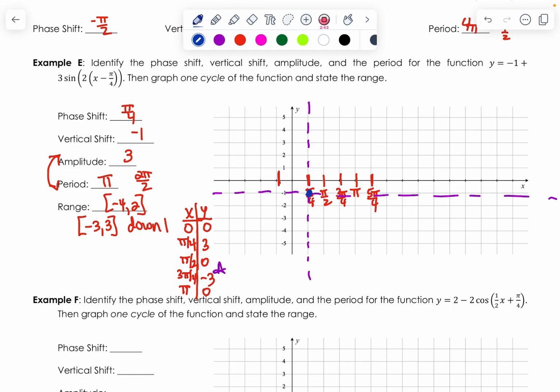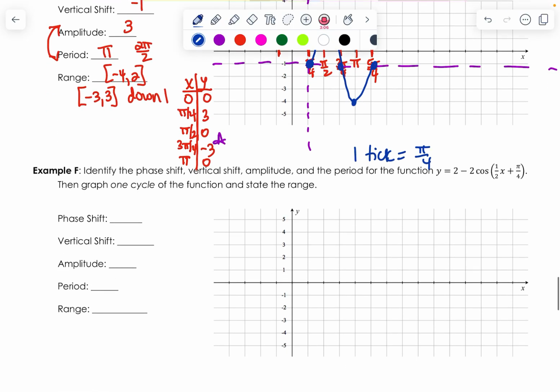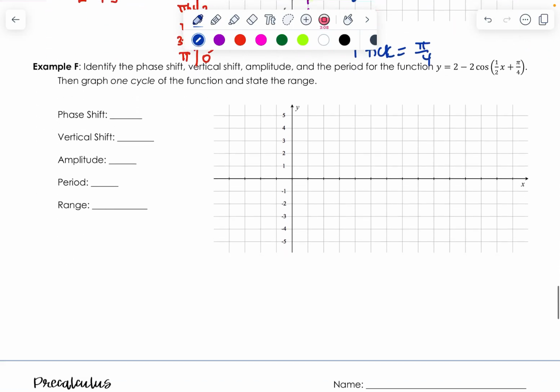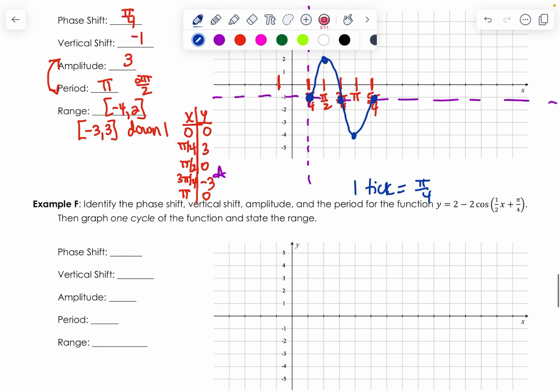And then I'm going to use this table as my new x-axis. So I've got a 0, 0, 1 tick is pi over 4, and that's pi over 4 in my table. So then I go up 3 from here, 1, 2, 3. Then I go back to 0, and then I go down 1, 2, 3, and then back to 0. And there you have it. Okay, so it's really not that bad, okay? It's a little bit bad, but not that bad.